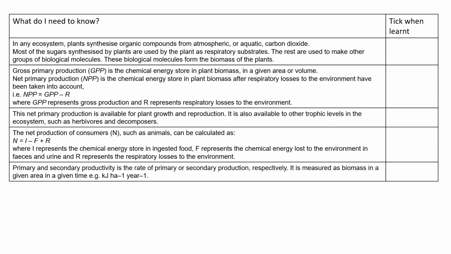It's measured as biomass in a given area, and biomass, by the way, is dry mass in a given area in a given time. So for example, you might see these units, which is kJ, kilojoules, ha minus 1 means per hectare, which is per unit area, per year. So that is actually measured as a rate.